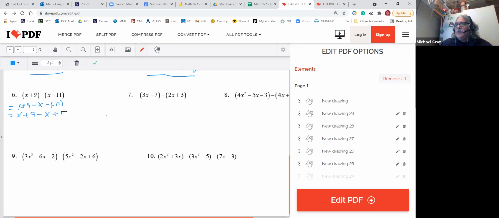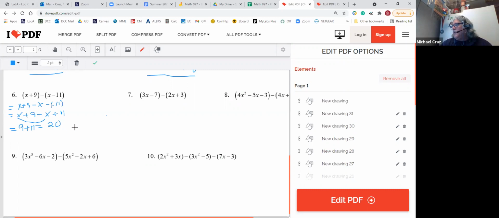It's supposed to be an 11. All right, you'll finish it up. Tell me what happens. Is that right, 20? What happens to the x's? See, these x's are opposite. That's a positive x and a negative x. So there's no more x's. So it's just 9 plus 11, which is going to be equal to 20.